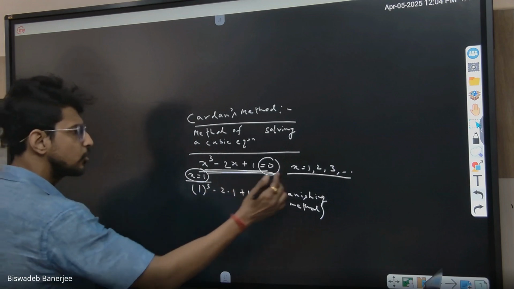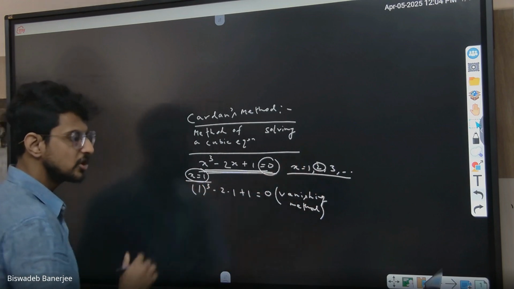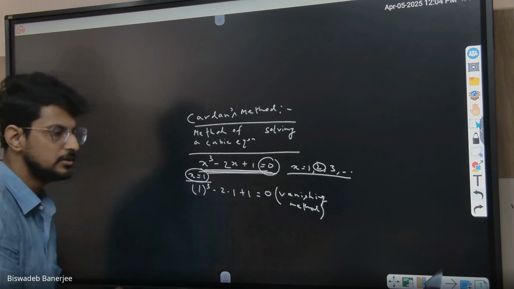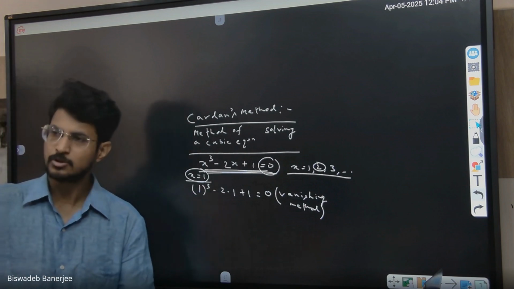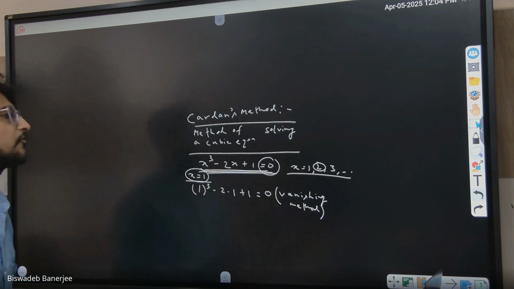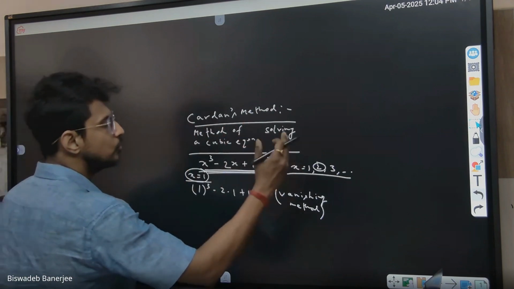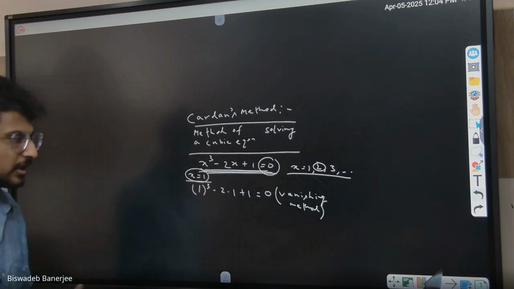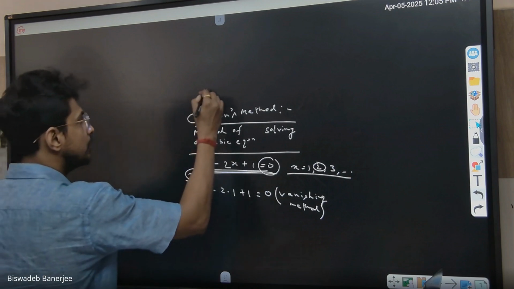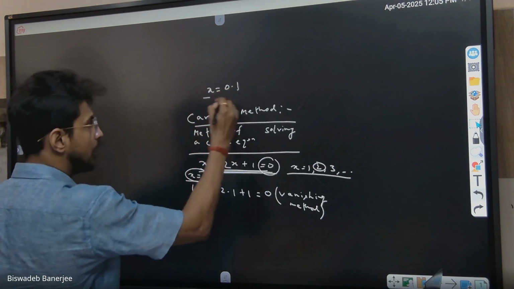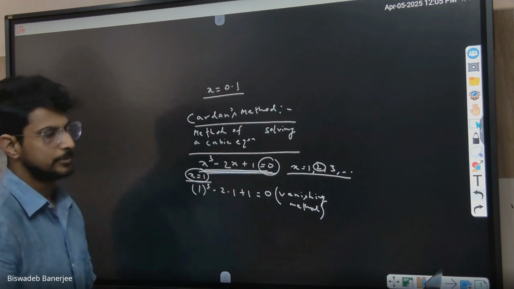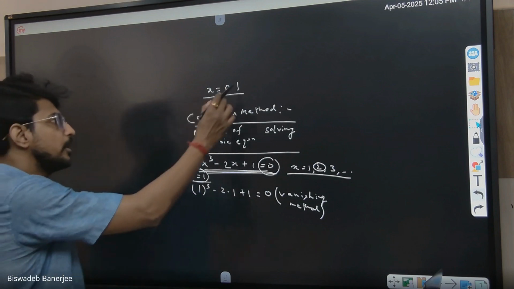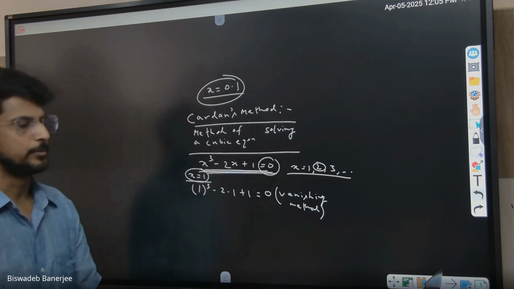Say after putting x equal to 2, this equation becomes 0. In that case, we can easily solve this equation. The method is called vanishing method, a very easy method. But what happens if after putting x equal to 1, 2, 3, 4, 5, 6, this equation does not become 0? Say for example, if we put x equal to 0.1, only then this equation will be 0.